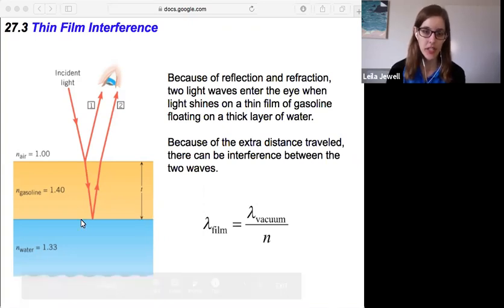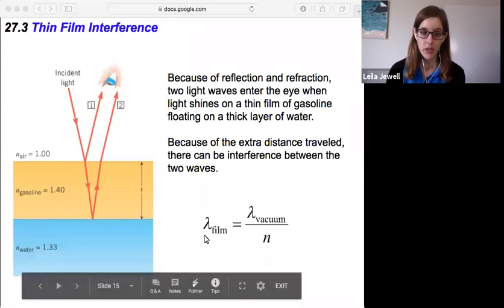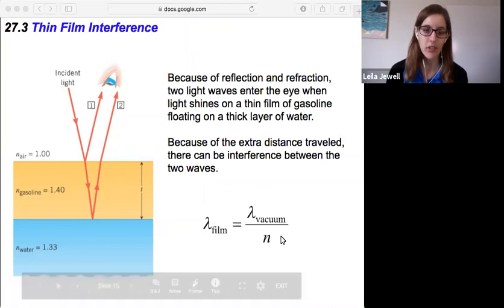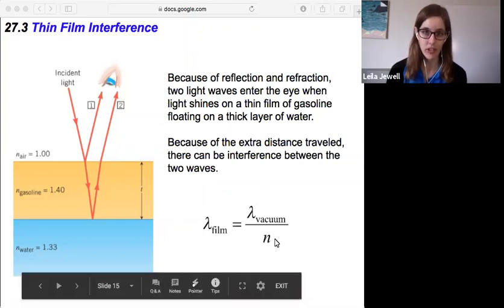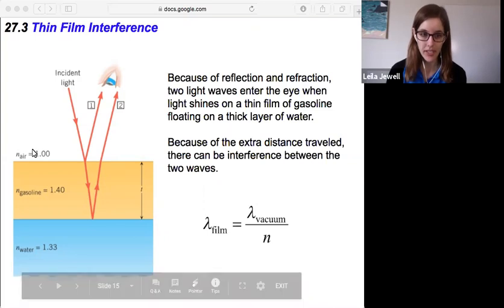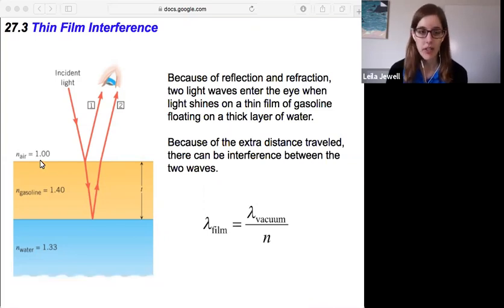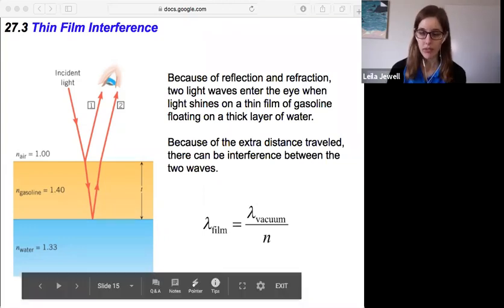And one important detail in this is that the wavelength of the light itself actually changes as it goes from air into a new medium. So the wavelength of light within the film, like within the film of gasoline, is the wavelength of the light in a vacuum, which is just what it will be in air, divided by n, that index of refraction value. So note, in air, that would be divided by 1, so that disappears. But in gasoline, the wavelength is now whatever it is normally, divided by 1.4. So that'll be an extra step to remember to include when problem solving.